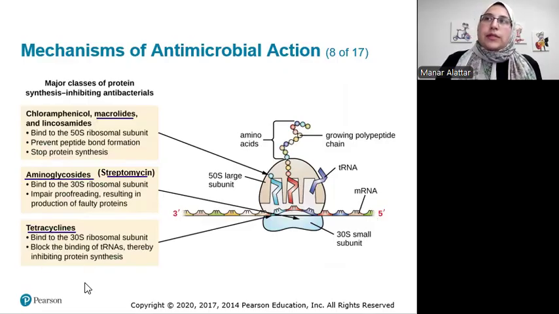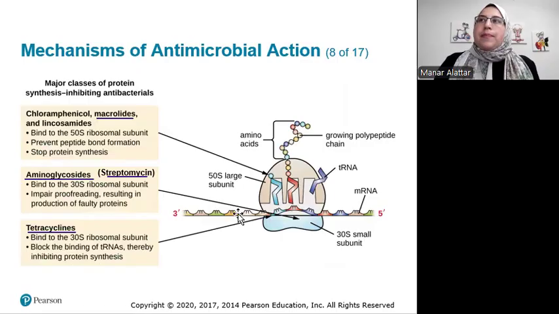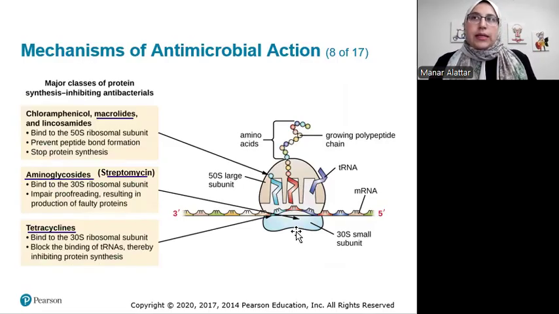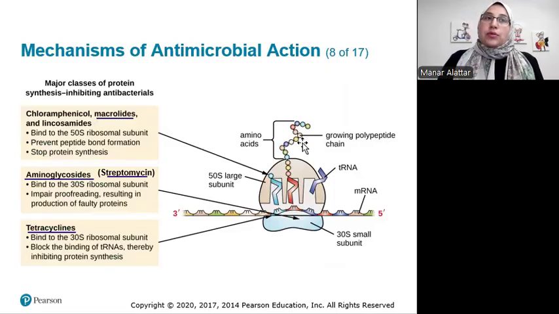Then you also have some antibiotics like tetracycline that bind instead to the 30S subunit, which is the smaller subunit, and just block the movement of tRNAs, and in that way inhibit protein synthesis. And then you have your aminoglycosides, including streptomycin, which also binds to the 30S subunit, but it actually impairs the proofreading of the mRNA. And it results in proteins that are not functional. And actually that can be really detrimental to the cell.